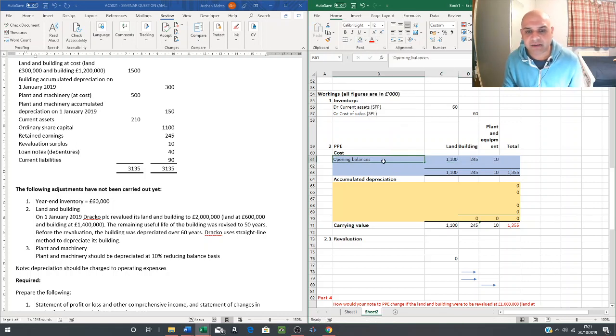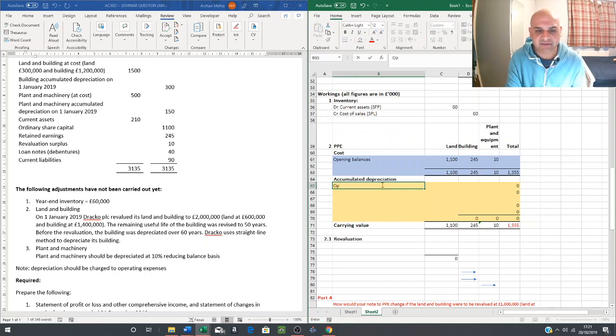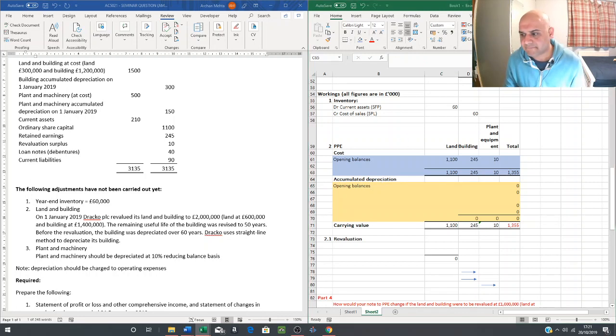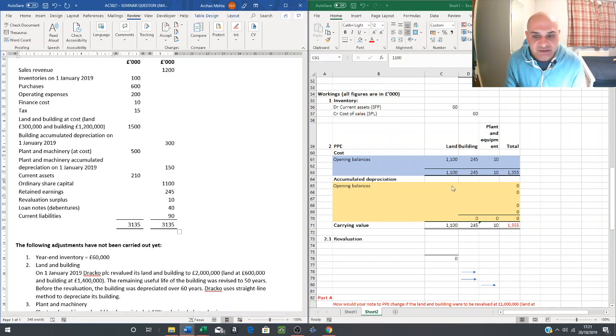Opening balances, and then the accumulated depreciation account opening balances, or you can call it balances on 1st of January 2019. Something's wrong, let's just type in, shall we? Did I make a mistake here? Yes, I did. The figures are wrong. I should not copy and paste. So the land, in fact, was 300. The building was 1200, and plant and equipment was 500. See, now it works. Then let's do the total here, and that will give us the total.